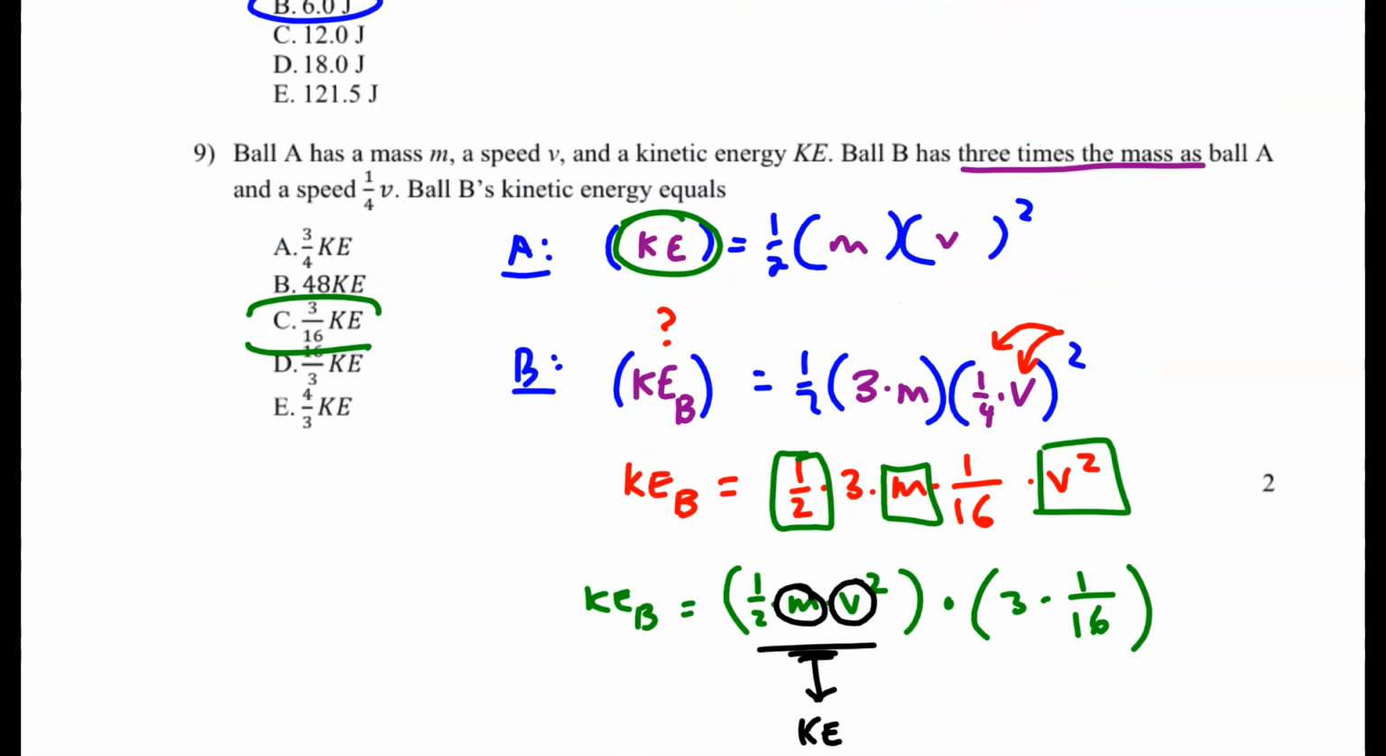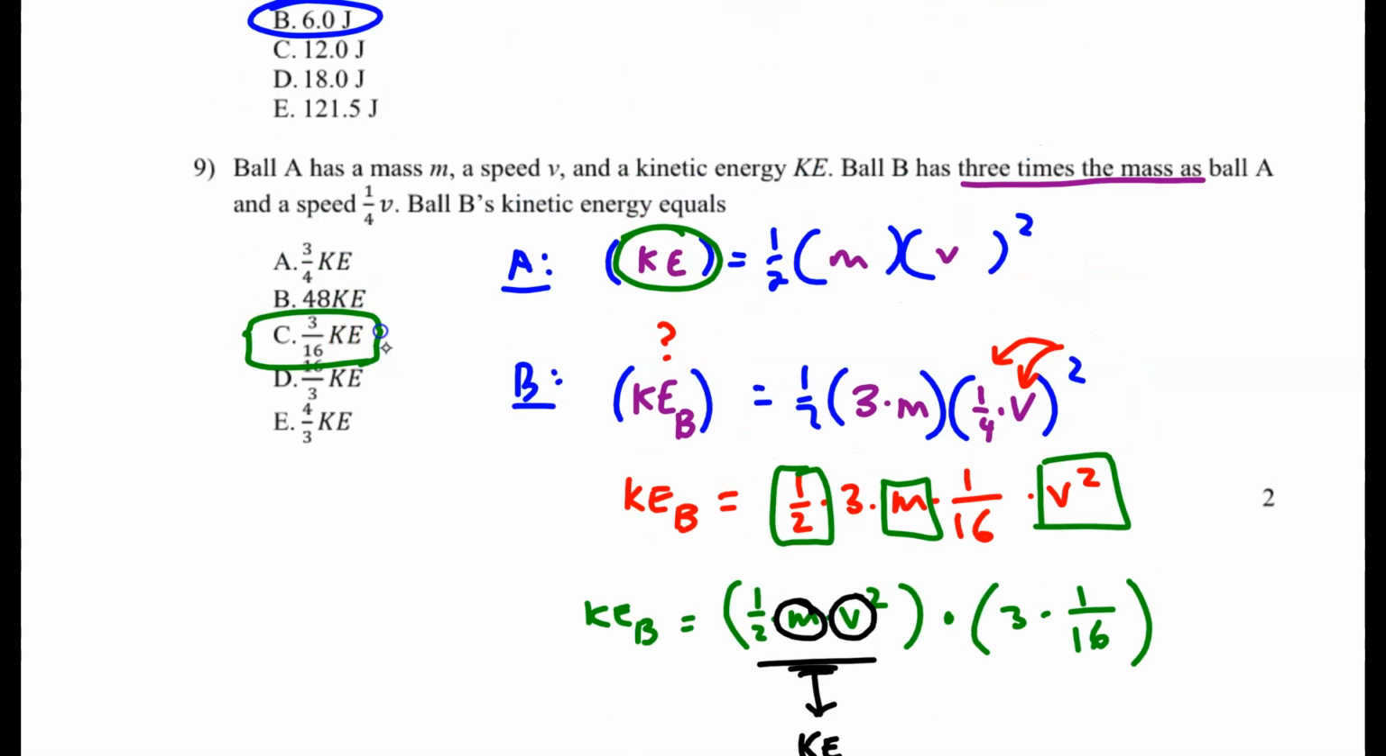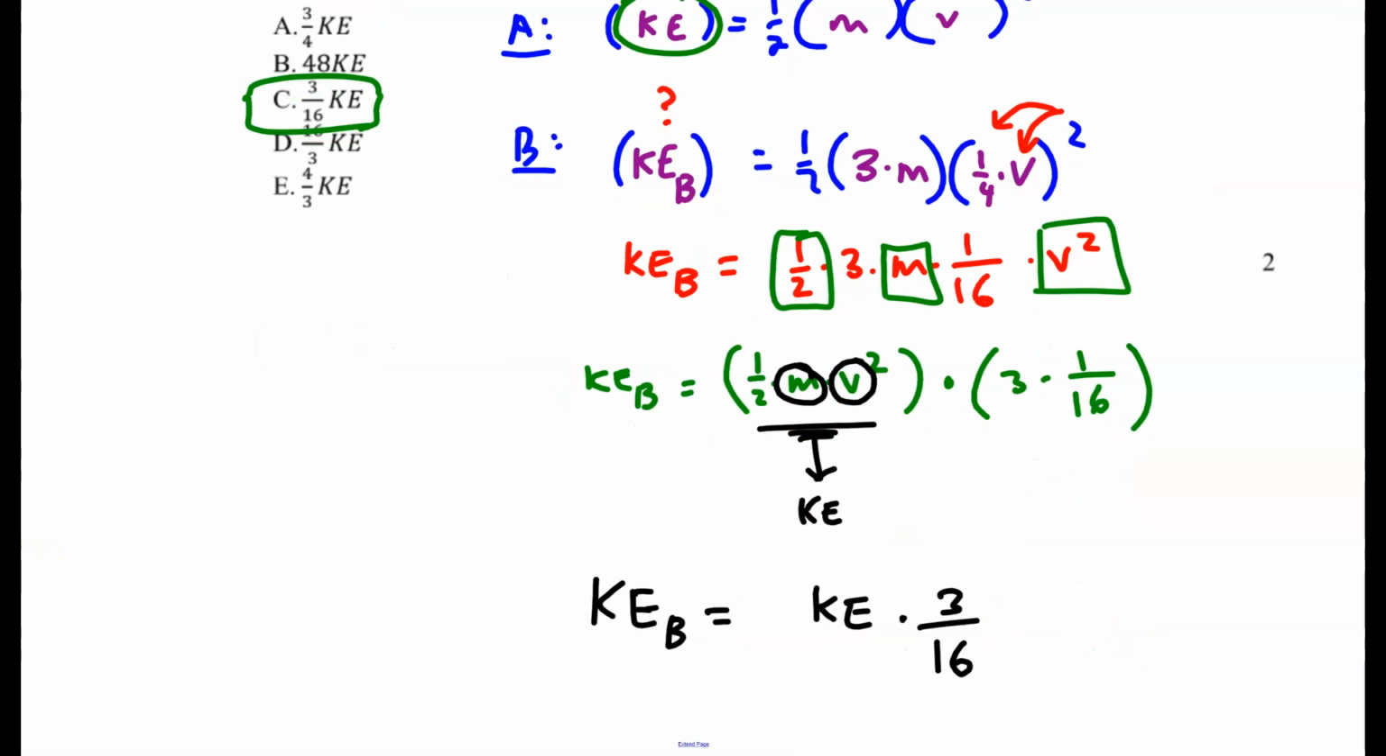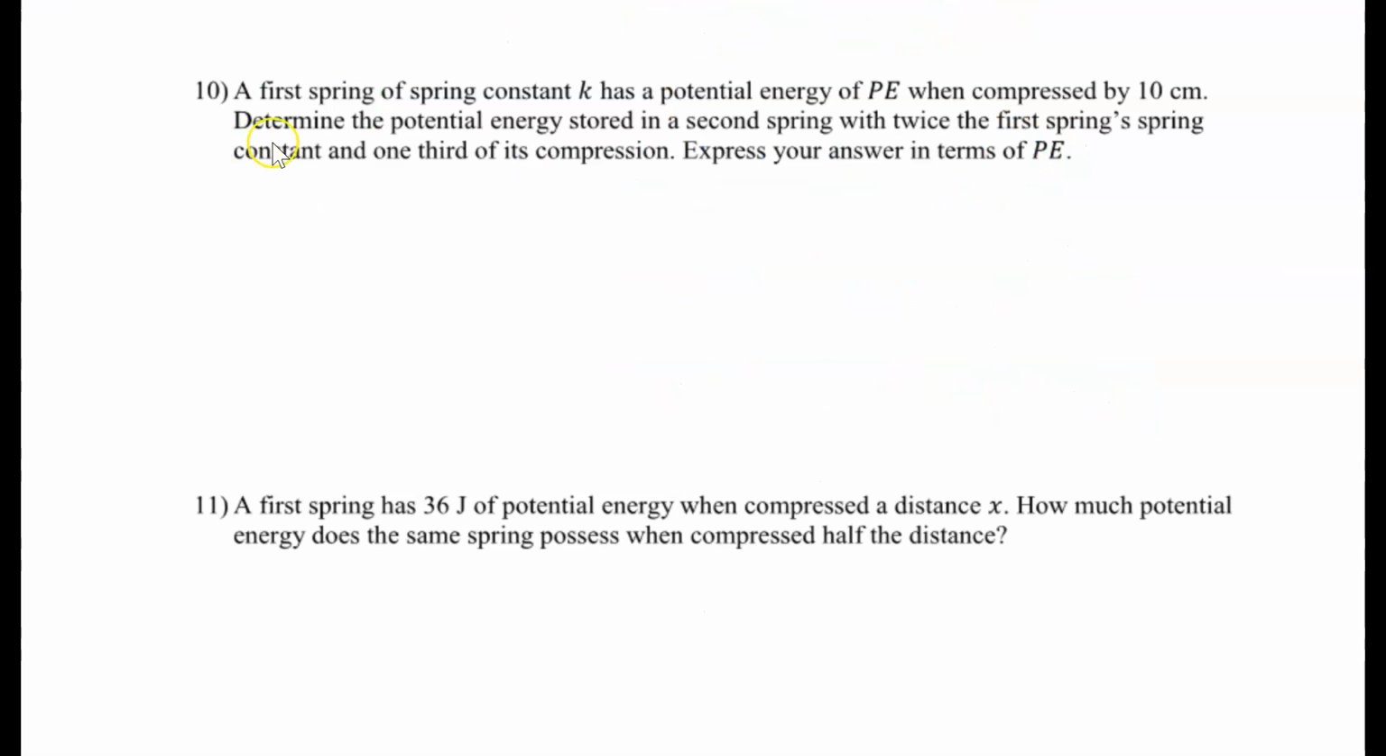Isn't there some joke where every multiple choice question, if you don't know, just guess C? Well, worked out that time. Number 10, we're gonna go quicker now.